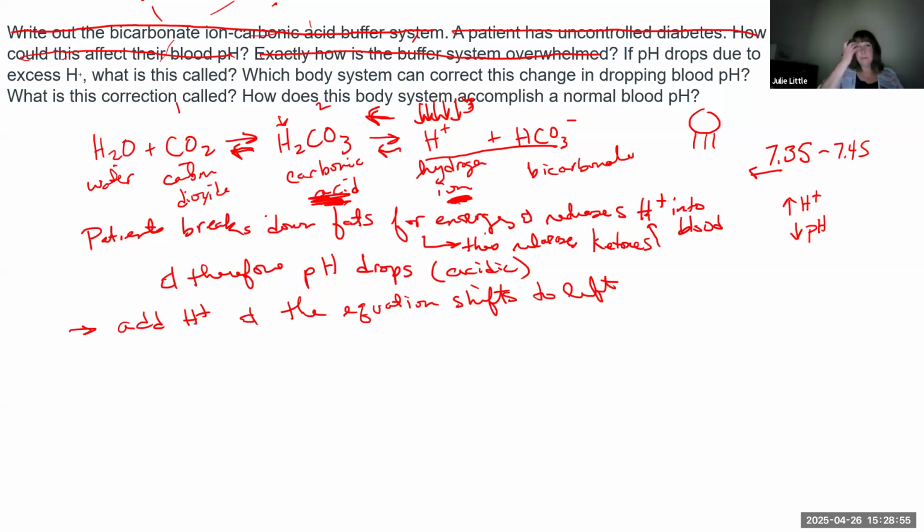So that's that. Now, if the pH drops due to excessive hydrogen ions, what is that called? In this case, it's our metabolism that's causing this. So it's called metabolic acidosis. That is what is happening. Which body system can correct this change in the dropping pH? Well, if we've got a metabolic acidosis, there are actually 2 body systems that can take over. The body systems that can take over are the renal and respiratory systems.